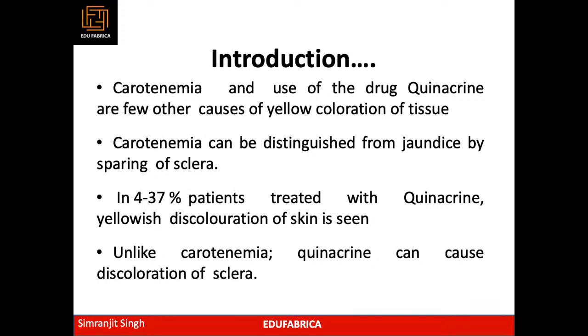So carotenemia and the use of the drug quinacrine are a few other causes of yellow coloration of the tissue. Carotenemia can be distinguished from jaundice by sparing of the sclera. In 4 to 37% of patients treated with quinacrine, yellowish discoloration of skin is seen. So unlike carotenemia, quinacrine can cause discoloration of the sclera.